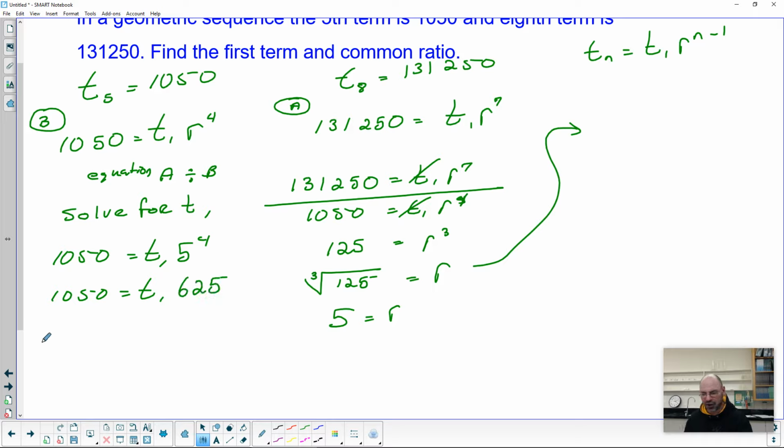Now we divide by 625. Sorry, guys, I don't know why I'm yawning. 1050 divided by 625. It's not going to work out evenly because I just made this one up. I get 1.68. And there we have an example of finding T1 and also finding R, the common ratio.